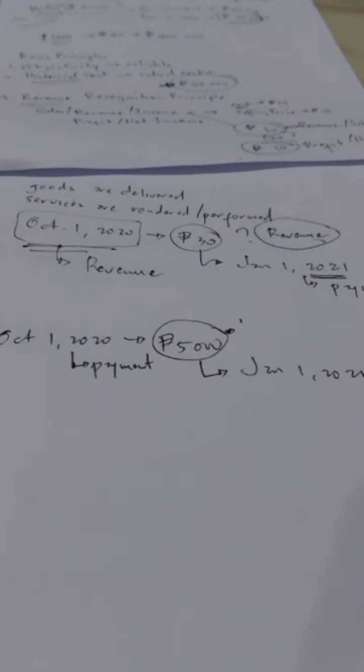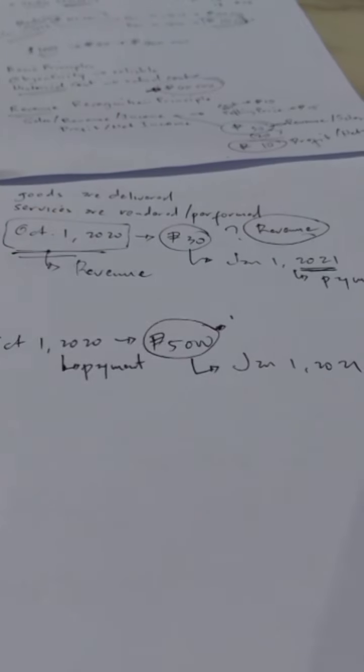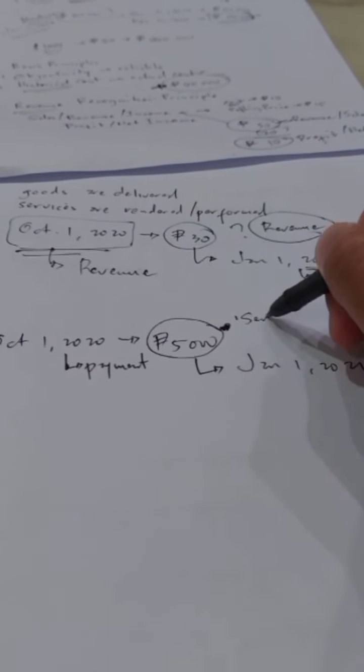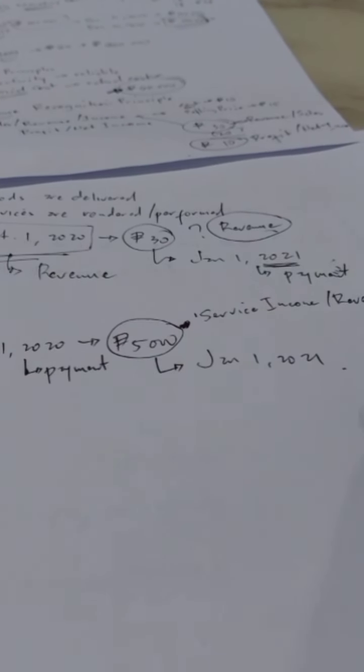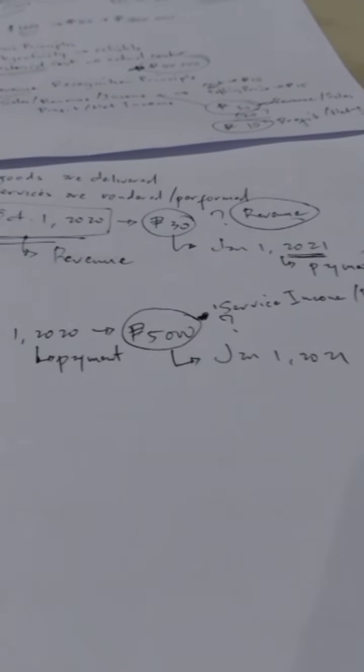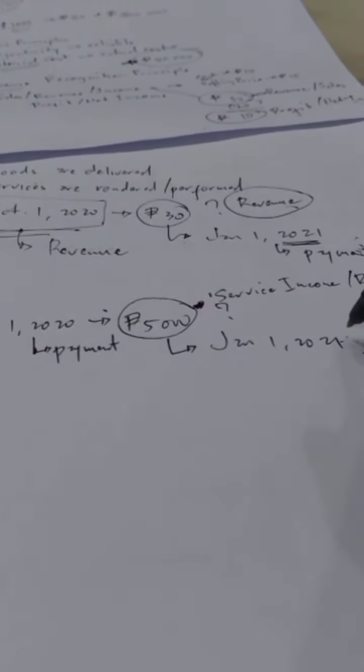So, yung 5,000, babayaran na siya ngayon, October 1, 2020. Kung October 1, 2020, nagbayad na agad sa atin in advance yung customer. Pero kailan pa tayo magre-render ng service? Kailan pa natin siya i-rebond? January 1, 2021. So, ang tanong, itong 5,000, recorded as service income or service revenue. Kailan natin i-recognize yung service income o service revenue na 5,000? 2020 ba or 2021?